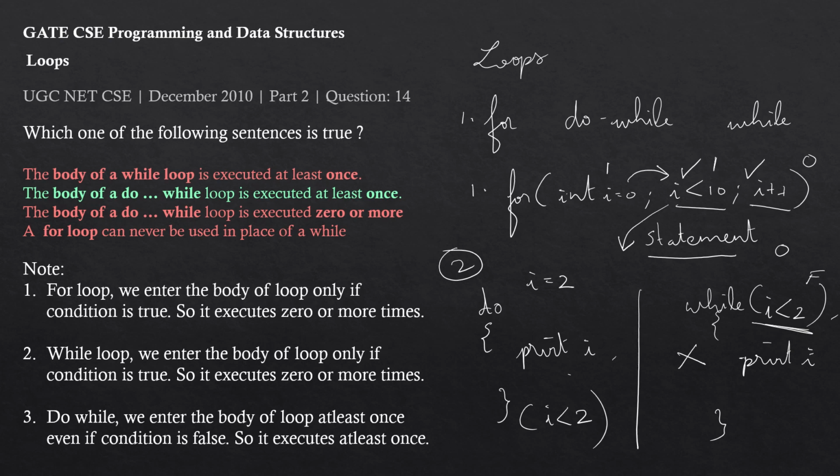So suppose you want to run a statement at least once, then always use your do while. But suppose you want to run the statement if and only if the condition is true, then choose your while loop.